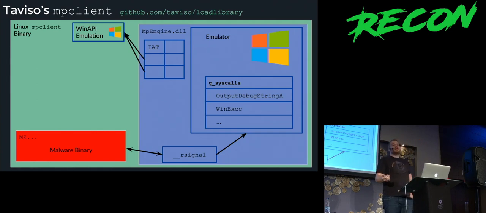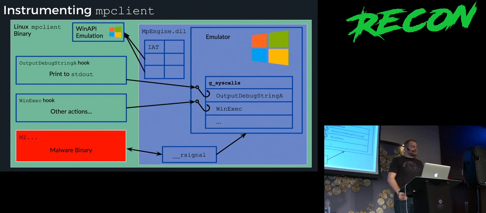There are also thousands of APIs that are run in emulator, which I'm going to talk about in a minute. But these are particularly complex functions that get emulated in native code. And they're actually in mpengine.dll. So we can hook these functions.